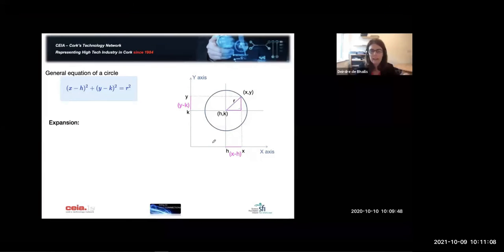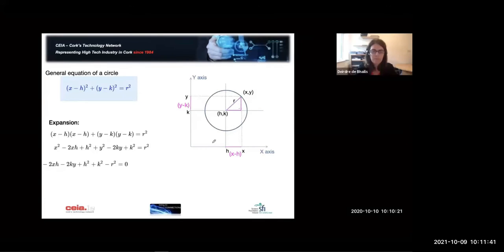I'm going to take that equation now and I'm going to expand it out. So that's simply multiplying (x minus h) by (x minus h) plus (y minus k) by (y minus k) is equal to r squared. When I multiply that out, I get this equation. Now I realize that this is where things could speed up a bit. You'll have all of the notes so that you can work through the expansion of this in your own time.